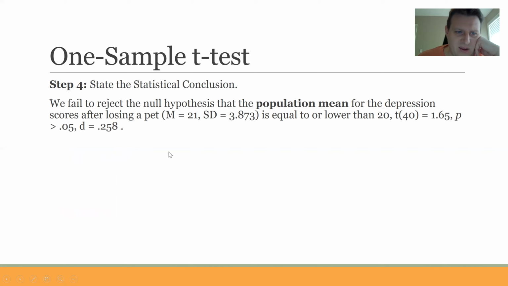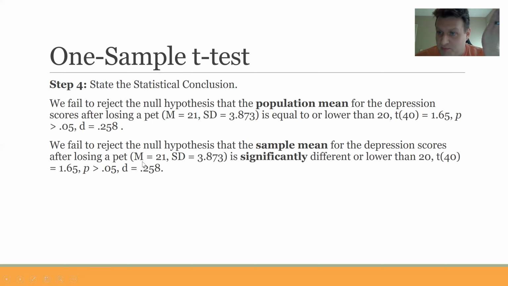Okay, so let's state our conclusion. We fail to reject the null hypothesis that the population mean for the depression scores after losing a pet is equal to or lower than 20. We have to explain what the null hypothesis is when we fail to reject it. And then we're going to include our statistic statement. So t with the degrees of freedom, 40, is equal to 1.65, p is greater than 0.05 because we are failing to reject the null, and our Cohen's d is equal to 0.258. Sad we didn't find an effect, but thus is life.